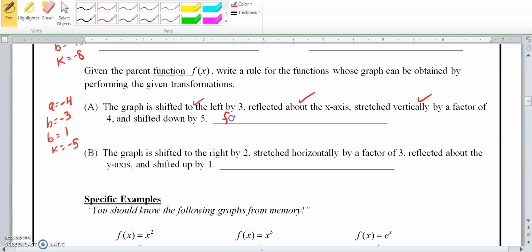So f of x now equals negative 4 f of 1 times the quantity x plus 3. There was no b term, or there was, but it's 1, so that would come out front. And then the whole thing is taken down 5. So x plus 3 minus 5.